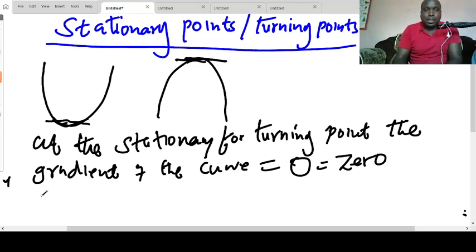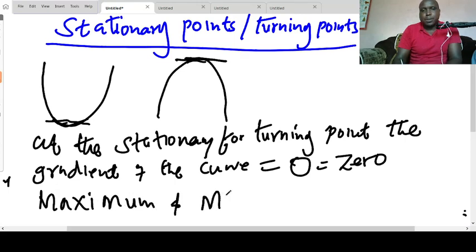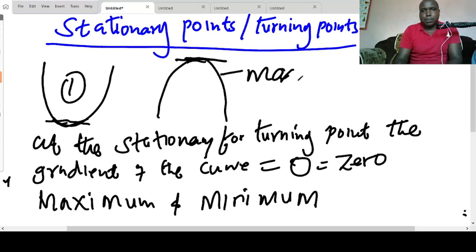One, we have the maximum, and we have the minimum. So we have the minimum point and the maximum point. So the first one here is the minimum point, and this one here is the maximum point.